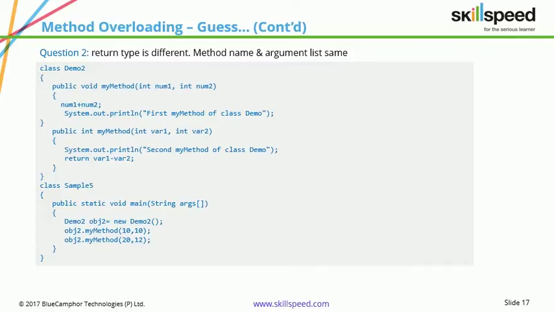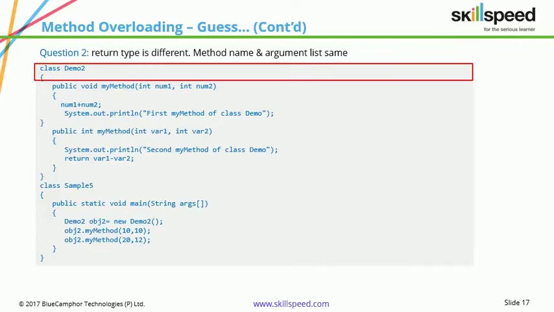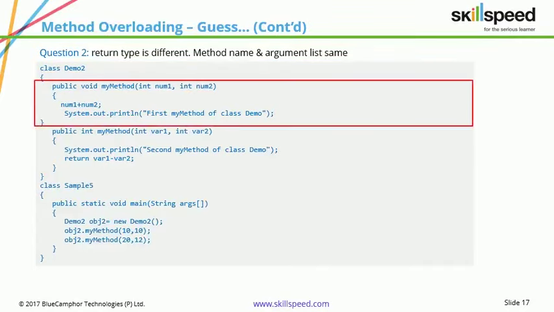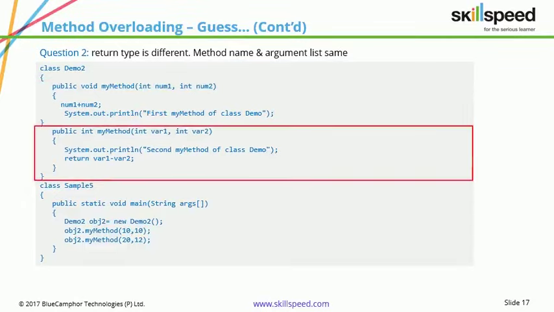Let us look at question 2. Here the return type is different but the method name and argument list are the same. Class demo2, in which we have public void myMethod with argument list int num1, int num2, and there is num1 plus num2 in the first statement, and a print statement afterwards. In the next method, we have public int myMethod(int var1, int var2). We have a print statement. Afterwards, we have the return statement var1 minus var2.